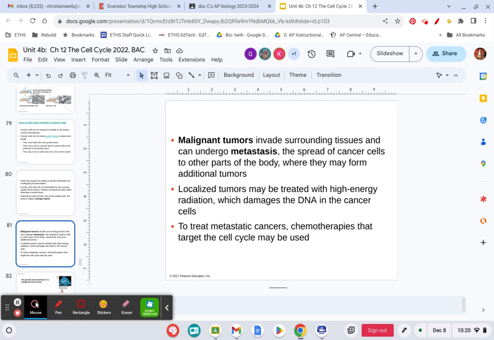Localized tumors can be treated with radiation, and basically you're just doing focused radiation on the tumor. That causes the DNA to mutate so badly that now the cells don't know how to even divide. So it basically stops the progression of the division, because now the cells can't function at all. Not only can they not stop growing and dividing, but now they're not going to divide at all. They just don't have any idea of how to do that.